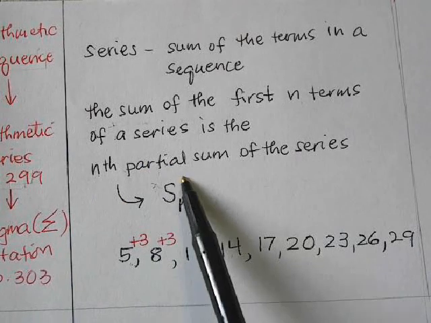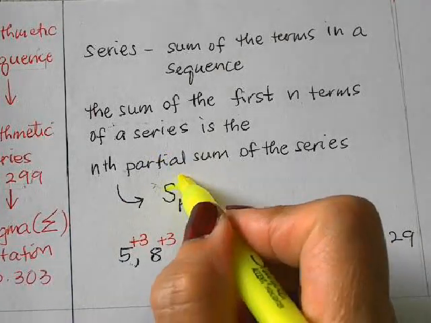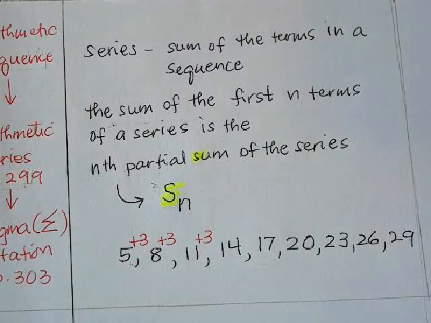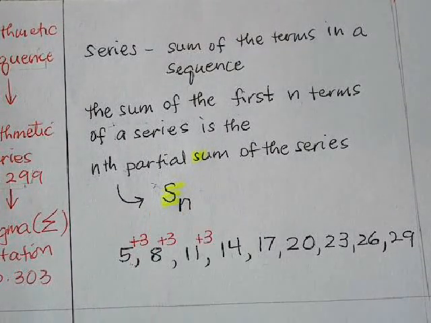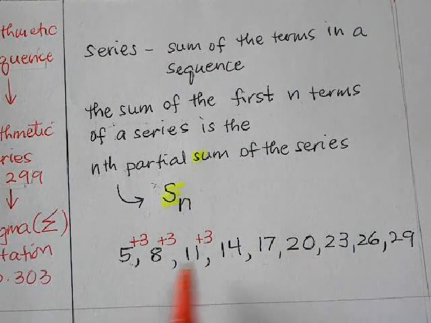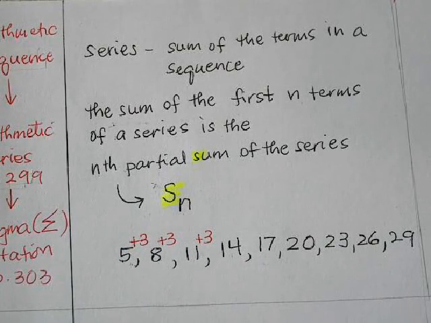This is the symbol S for sum. So S is the sum of the series, and the symbol is S sub n. So I'm asking you to find S sub 9 because there are 9 terms: 1, 2, 3, 4, 5, 6, 7, 8, 9. You can pause this video and add the first 9 terms. Add all of this.